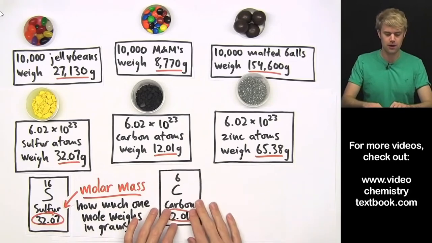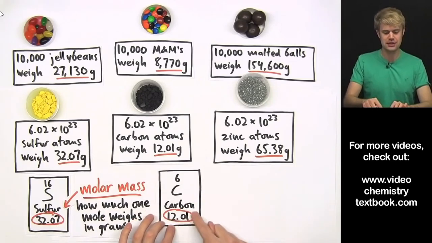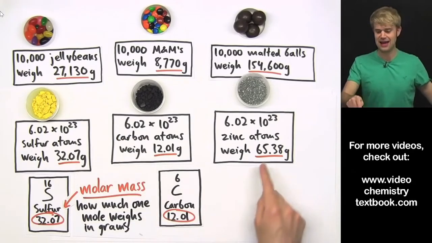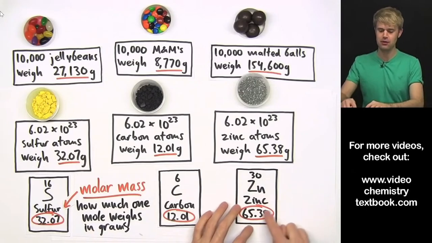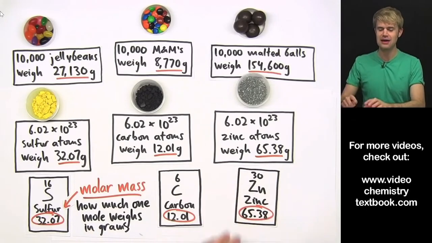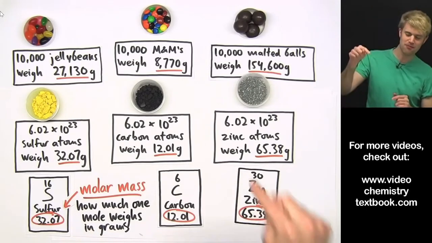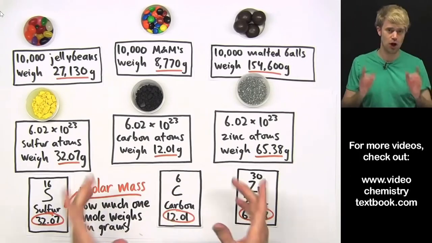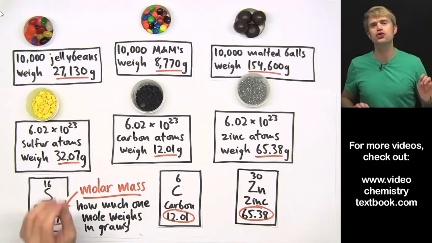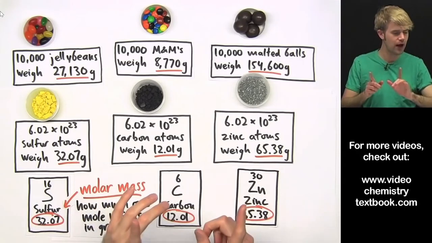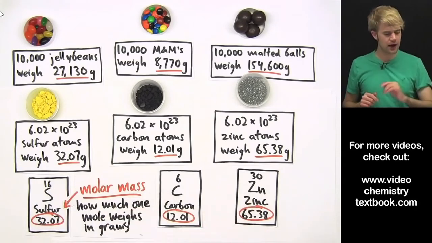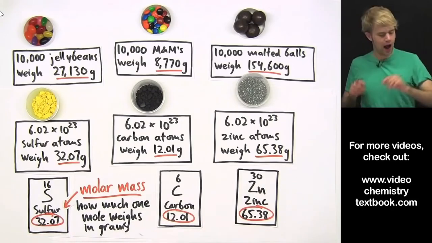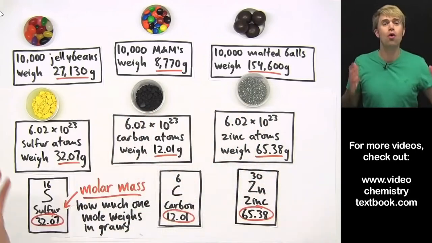So here we've got carbon, 12.01 is its molar mass, that's how much 1 mole weighs. And zinc, look that up on the periodic table, 65.38, and that tells me how much 1 mole of zinc, 602 hexillion zinc atoms, weighs. So, if I want 602 hexillion, 1 mole, of any kind of atom, all I gotta do is look on the periodic table and find out how much a mole of that atom weighs.